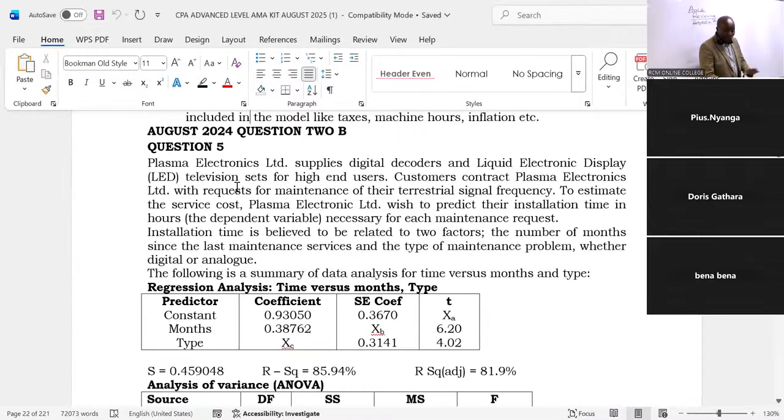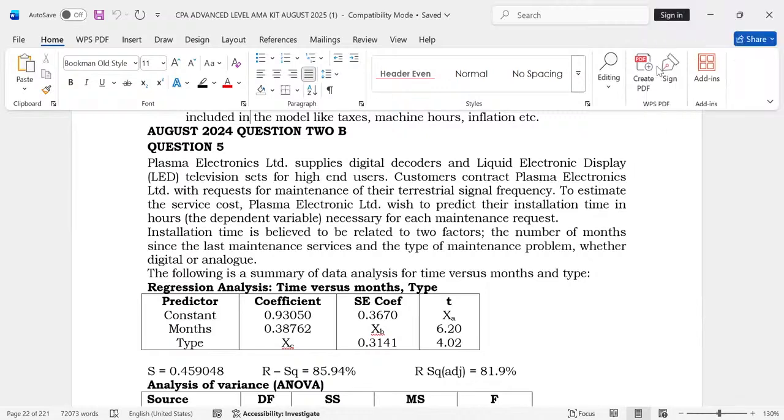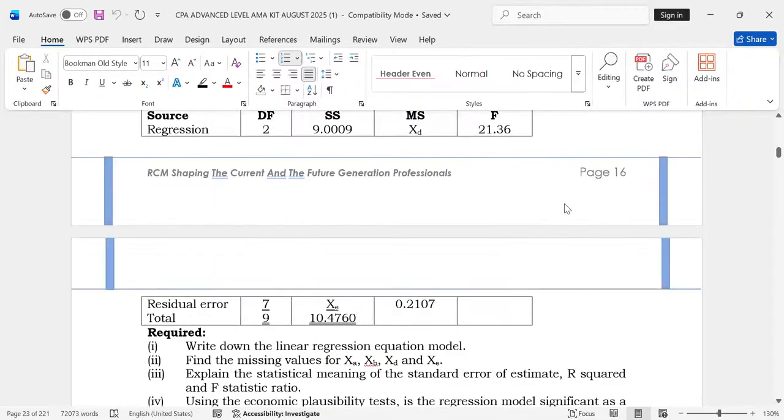So do you have the question paper? We shall always start, ladies and gentlemen, reading our advanced management accounting questions from the requirement. So you go to the requirement. For you to be able to understand the question very well, always start by reading the requirement. So the requirement, they want me to write down the linear regression equation model. That's number 1. Number 2, we find the missing values of XA, XB, XD, XE.